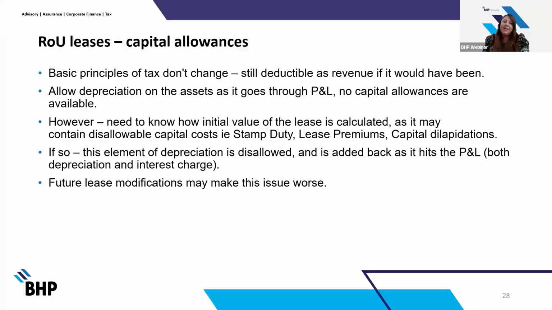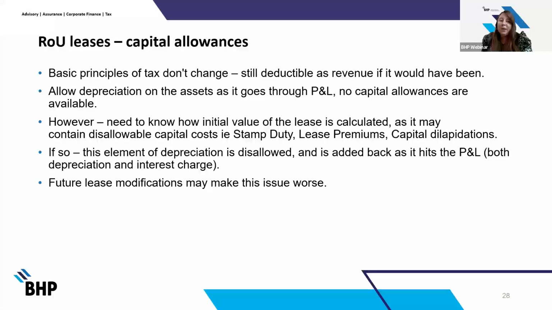So starting with the leases, looking at all of the changes, the basic principles of your tax position don't change. So if you have something that was a revenue item, it will still be deductible as a revenue item as it would have been under the old standards. So where we have ROU assets, right of use assets that have been capitalised, those effectively were operating leases, which were deductible revenue. So what we do now is they will be depreciated as they go through the P&L, and we'll allow that depreciation instead of adding it back.